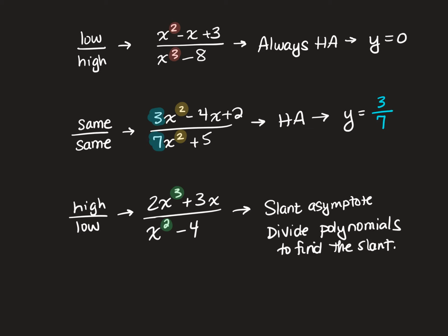If the powers are the same, like we see here, then it's always going to result in a horizontal asymptote as well. And again, ignoring everything else in our function, we're going to take those leading coefficients, which just means the numbers in front of those higher powered terms. And that ratio will be our horizontal asymptote. The third possibility is that your higher power is in the numerator, which we see here. In that case, you're going to have to find a slant asymptote, and that'll require some division. And you have a video that walks you through that.